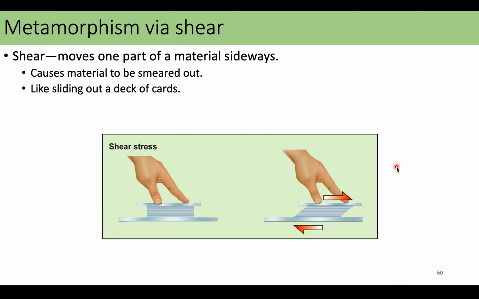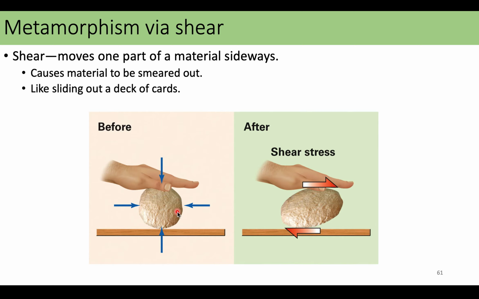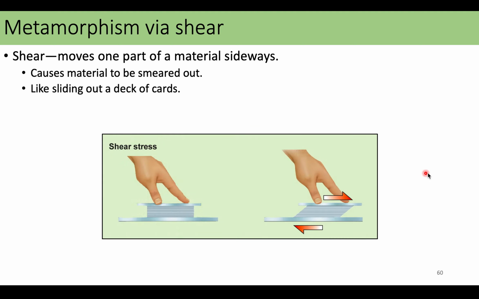We can also have shear. Shear is a little different. This is where the material moves sideways. This can cause the material to actually be smeared. So instead of just being squished in one direction like compression, it's being smeared out like a deck of cards. Taking a round sample and then adding shear, you're going to smear it in one direction, like sliding across that deck of cards. That is called shear, where we have motion in one direction on the bottom and the opposite direction on the top of your rock.